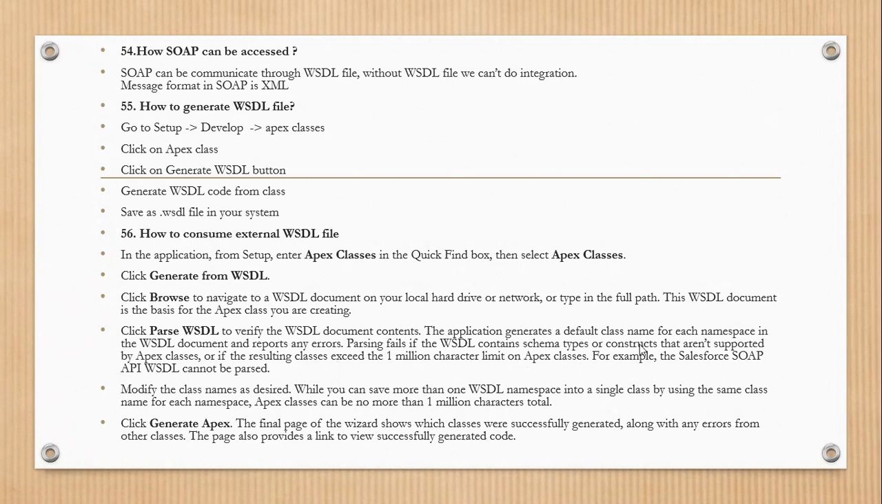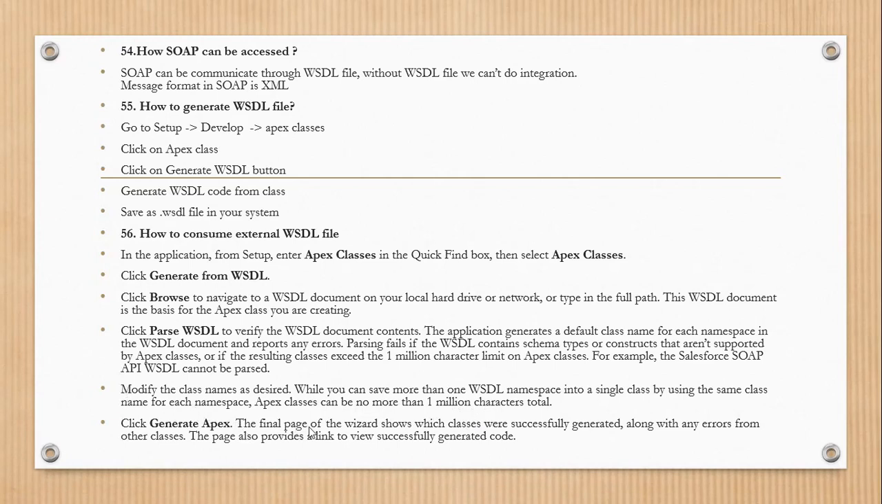For example, the Salesforce SOAP API WSDL cannot be parsed. Modify the class name if desired. You can save more than one WSDL namespace into a single class by using the same class name for each namespace. Apex classes can be no more than 6 million characters in total.